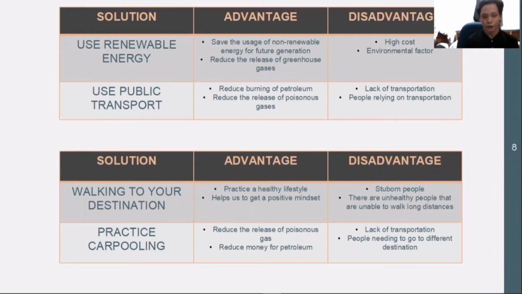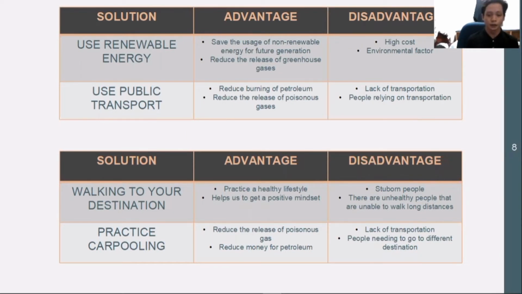The solution for vehicular and industrial release is to walk to your destination. So the advantages of this are that we practice a healthy lifestyle and it helps us get into a positive mindset, as well as reducing the fumes released by driving a car. The disadvantages are that there are many stubborn people who tend to be lazy and will not practice the method of walking to their destination, as well as unhealthy people who are unable to walk long distances.